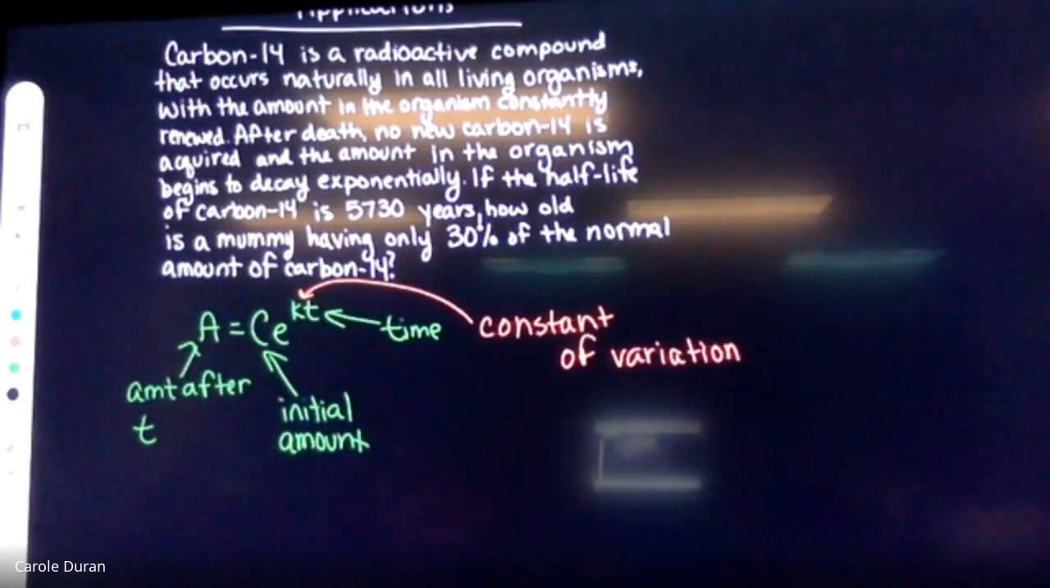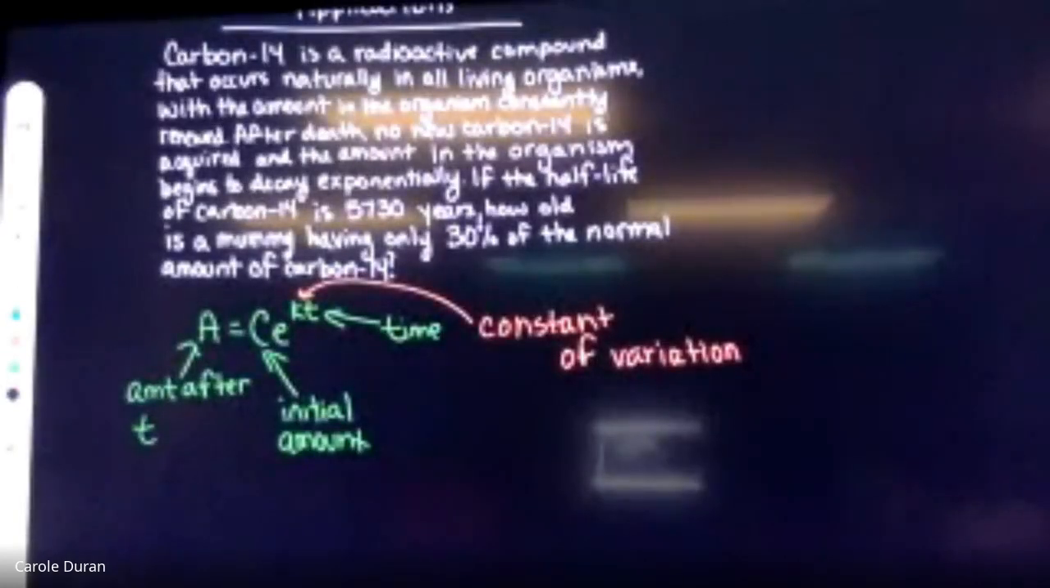In order to solve for that, I need to use information that I've been given. What other information was I given about the carbon-14 organism, material, whatever it is? What do I know about it? Its half-life is 5,730 years, right? So I'm going to use that to solve for K.